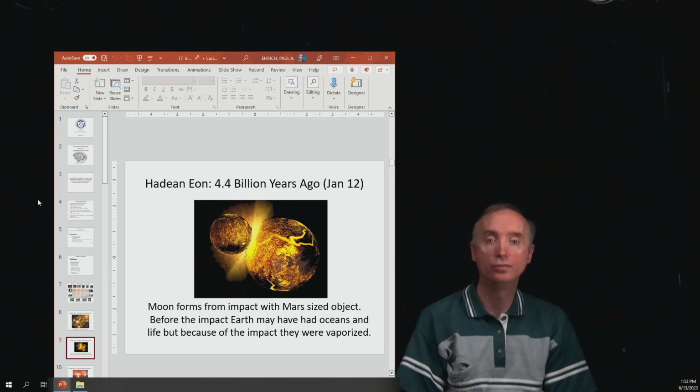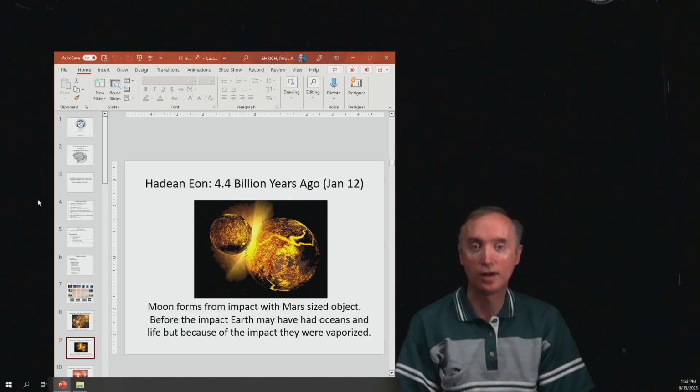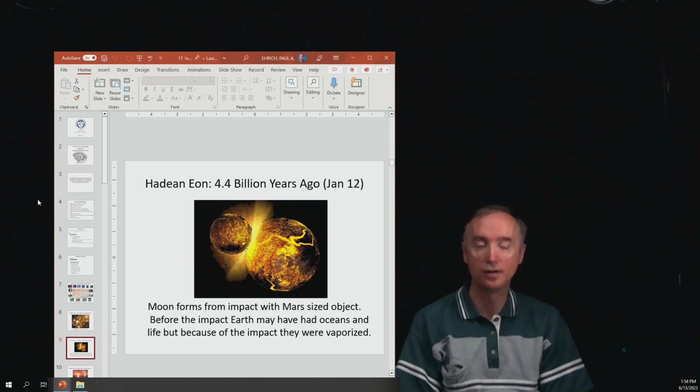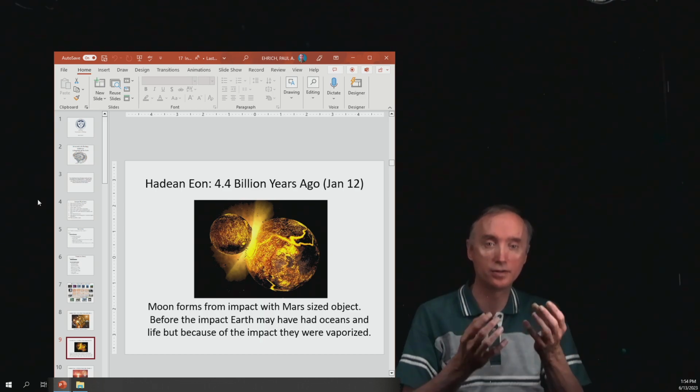Okay, you need to know where the moon came from. So a collision of the Earth with an object about the size of Mars collided early in the formation of the Earth, and then the debris from that collision got into orbit and it collected and made the moon.